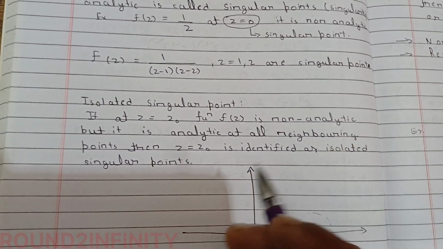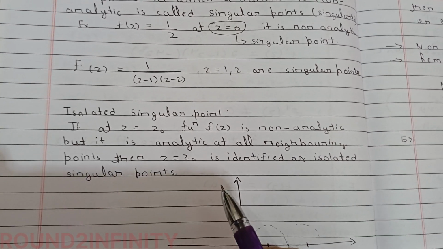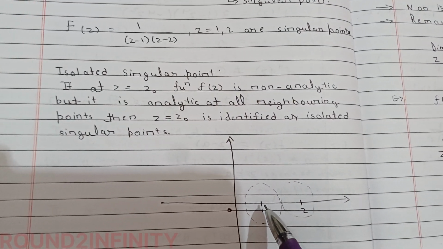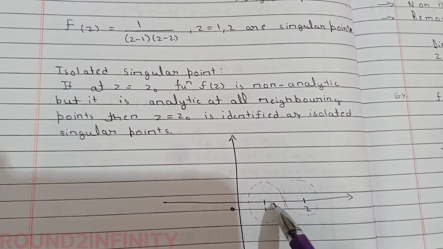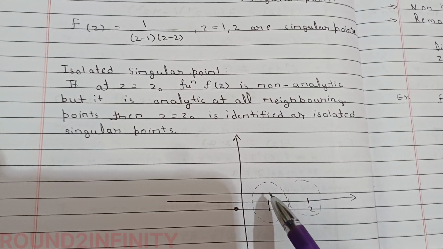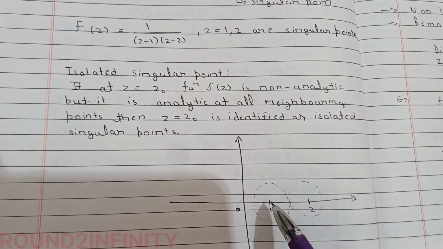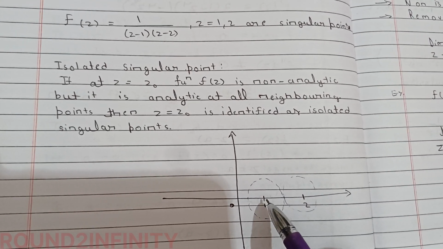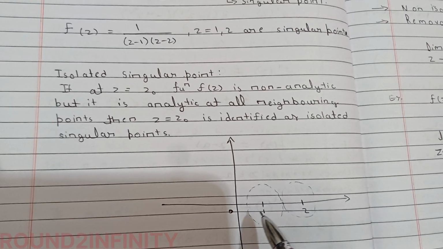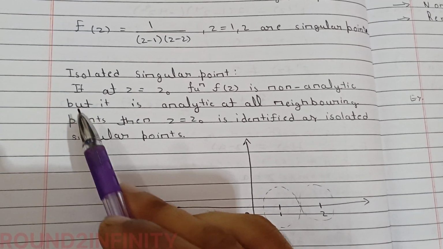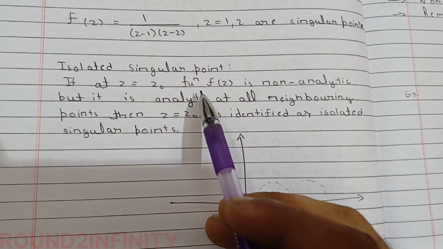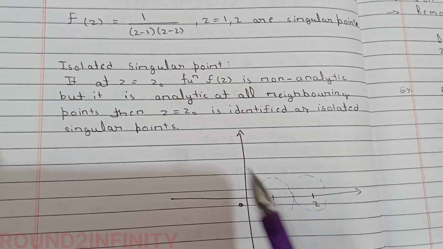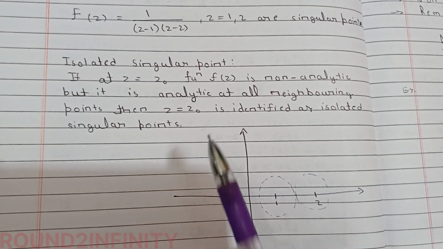Now we have two kinds of singular points, the isolated singular points and the non-isolated singular points. So what are isolated singular points? When you have a singular point and the function is analytic around this point, but only non-analytic at this point, we'll call this an isolated singular point. But if all neighbors of this number also make the function non-analytic, then we call it a non-isolated singular point. So if at z = z0, function f(z) is non-analytic, but it is analytic at all neighboring points, then z = z0 is identified as an isolated singular point.